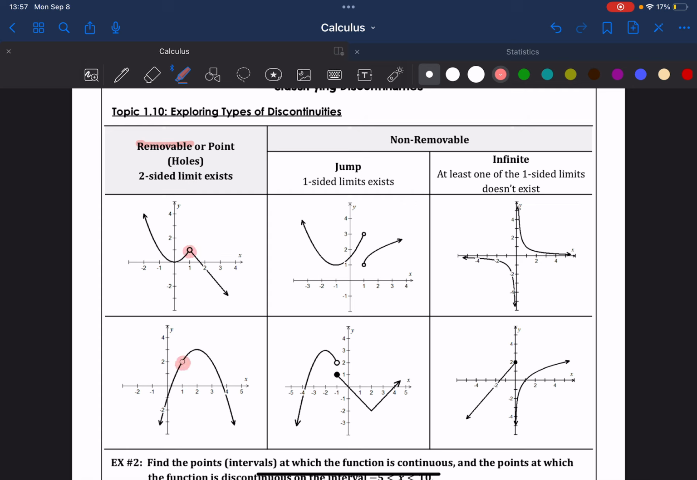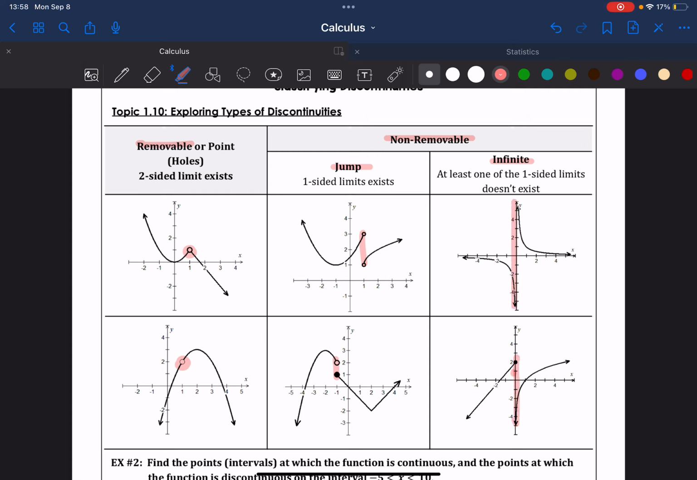Okay. When we have a hole, we are able to remove this hole, and we are able to still have a continuous function. For continuous functions, that means if I was to start on one side of the limit with one side of the function with my pencil, I was able to trace it all the way to the end. Same with this one. Okay. Versus a non-removable discontinuity, so we have jumps and then infinite.